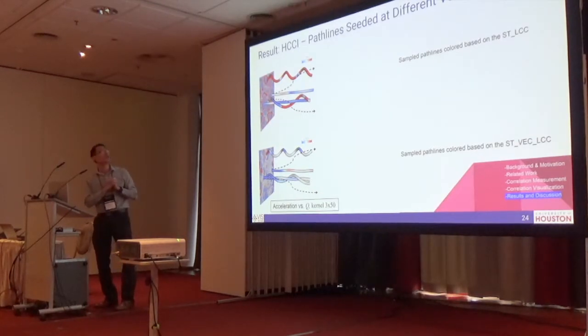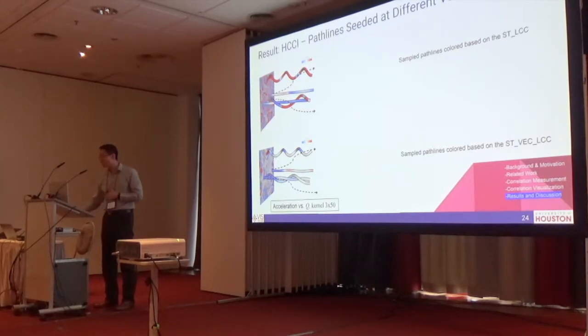The correlation along the path lines sitting at the core of the vortex tends to be quite stable if not constant, while the correlation along the path lines not sitting at the core is quite fluctuating.